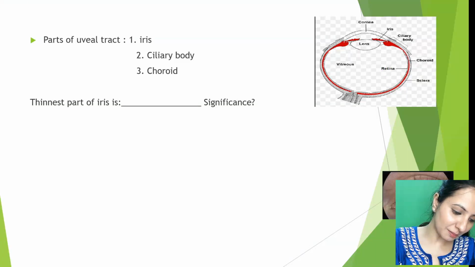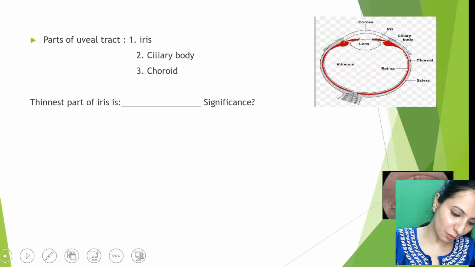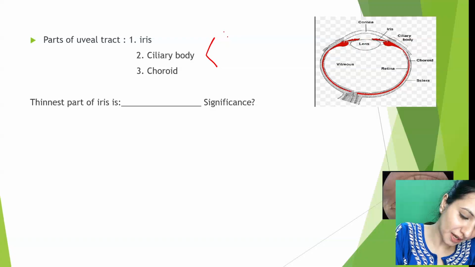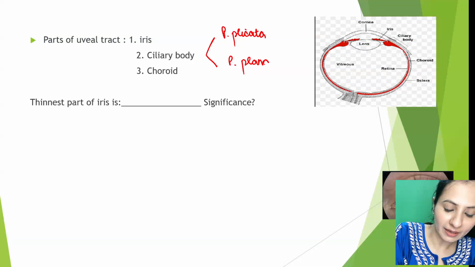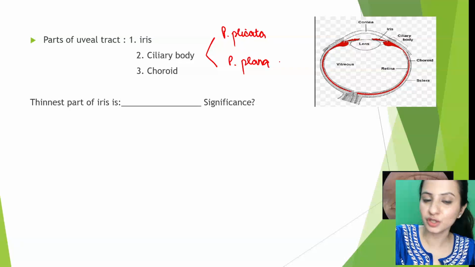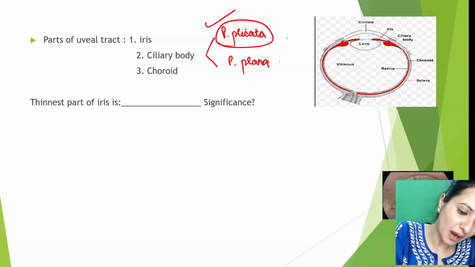So, we know there are three parts of the uveal tract: the iris, ciliary body, and the choroid. The ciliary body further has two parts: pars plicata and pars plana. Here we have an MCQ: which one forms the aqueous humor of the eye? That is your pars plicata, that forms the aqueous humor of the eye.